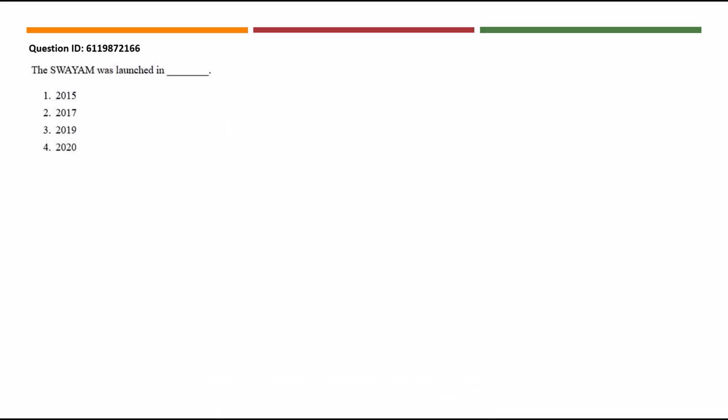Next question. The SWAYAM was launched in. Most people would have marked the answer as 2020. It's because many of you became aware of SWAYAM only during the COVID period. But when was it officially launched? SWAYAM was officially launched on 9th July 2017. Option number 2 will be the right answer.